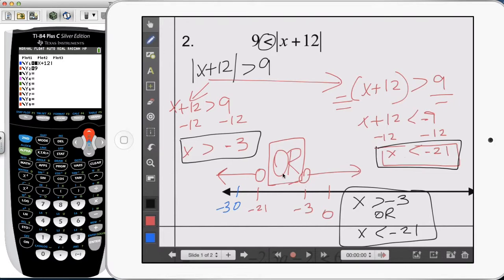Hi Amanda. And if you see that you have two different inequalities, then you will have an OR situation, and then you will get two different inequalities. So let's try to graph those two.